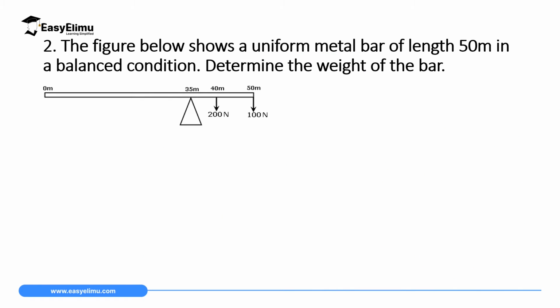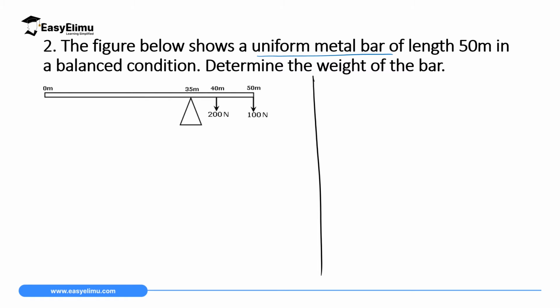Another question: the figure below shows a uniform metal bar of length 50 meter in a balanced condition. It means it's at equilibrium. Determine the weight of the bar. What is important here, the keyword is a uniform metal bar.